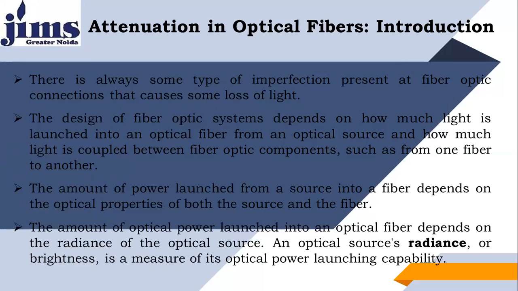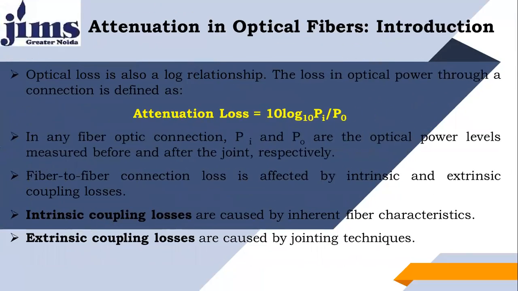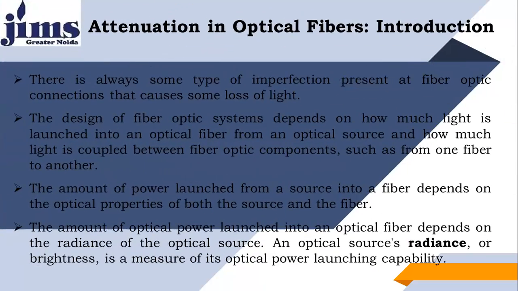So if the launching is not done properly, then what happens? If 100% of the light is coming from the optical source, and the launching of this energy into the optical fiber is not done properly, say for example, out of 100% of the light coming from the optical source, sometimes only 60% of the light enters the optical fiber, and 40% is lost.